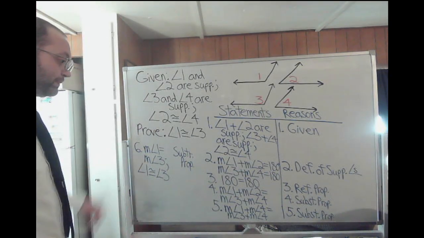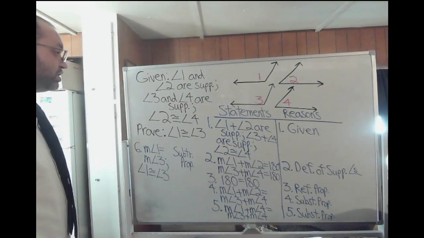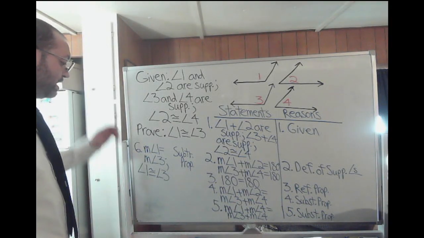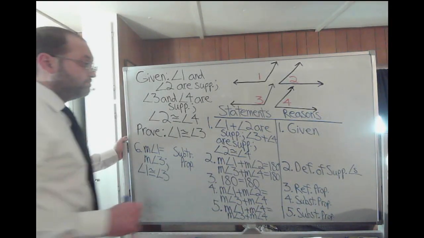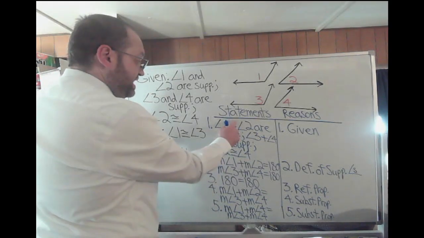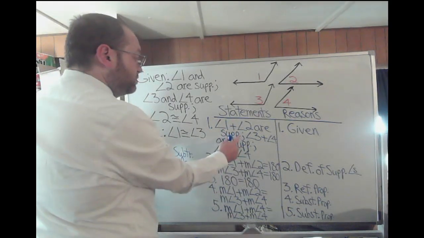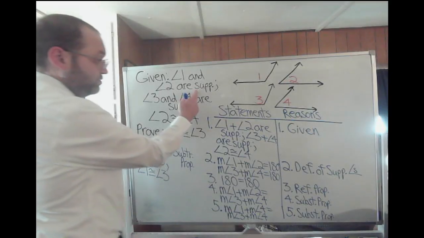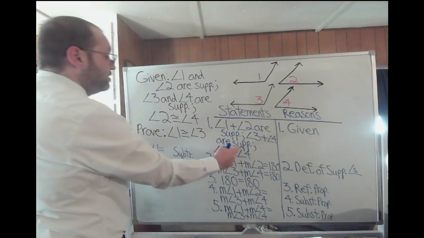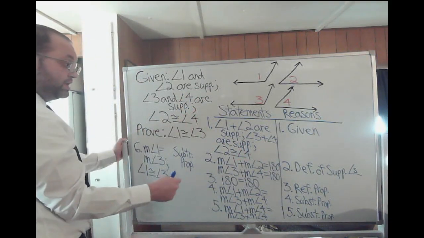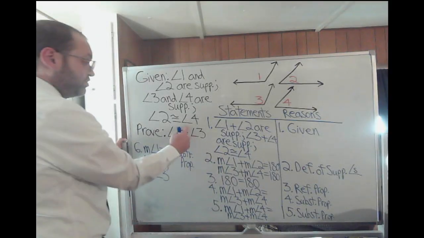So, let's go ahead now and sum this up. First statement is that angle 1 and angle 2 are supplementary, as is given to us. Angle 3 and angle 4 are also supplementary. That was given to us. And then angle 2 is congruent to angle 4.